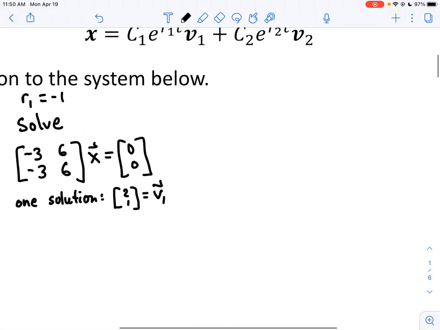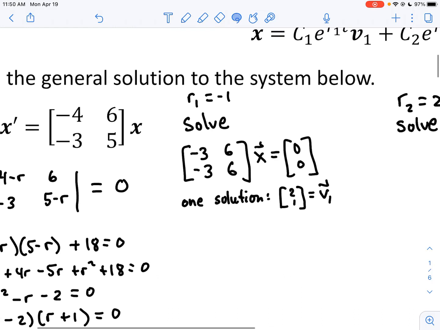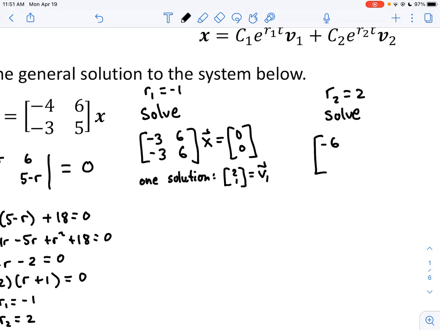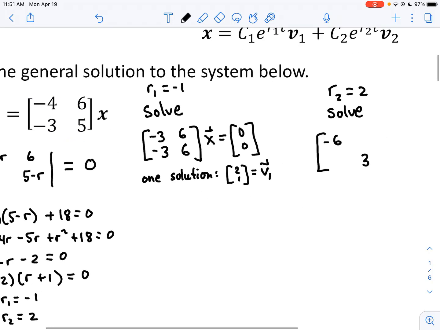Our second eigenvalue is r2 equal to 2. And so we want to solve, I'm going to remove the eigenvalue 2 from the main diagonal, so subtract 2 from both of these entries. And that's going to give me -6 in the 1, 1 position and 3 in the 2, 2 position.